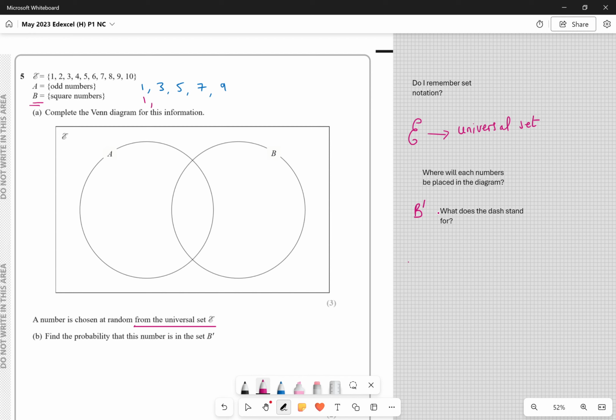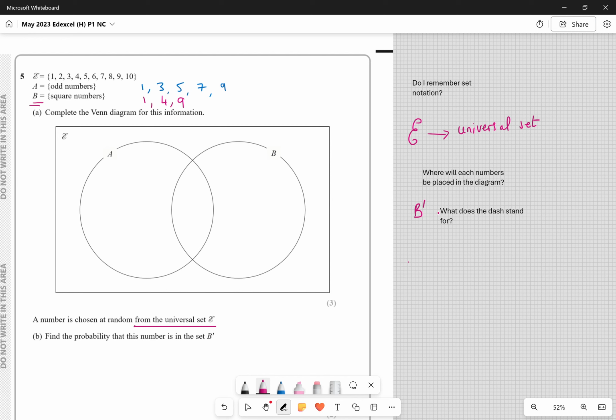1 is a square number because 1 times 1 is 1. 2 is not. 3 is not. 4 is a square number because 2 times 2 is 4. 5 is not. 6 not. 7, 8, 9 is a square number, and 10 isn't. So now you have the members of set A and the members of set B.